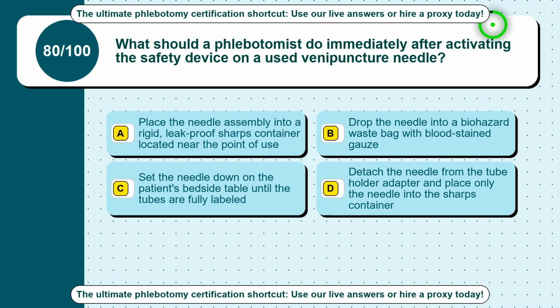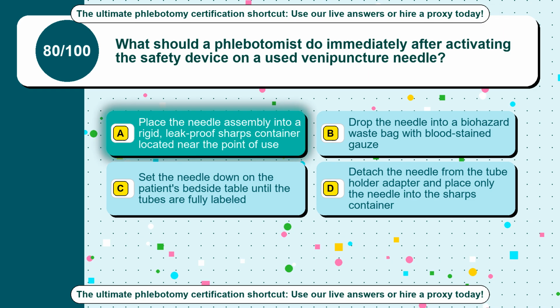Question 80. What should a phlebotomist do immediately after activating the safety device on a used venipuncture needle? Option A. Place the needle assembly into a rigid, leak-proof sharps container located near the point of use. Option B. Drop the needle into a biohazard waste bag with blood-stained gauze. Option C. Set the needle down on the patient's bedside table until the tubes are fully labeled. Option D. Detach the needle from the tube holder adapter and place only the needle into the sharps container. The correct answer is option A.